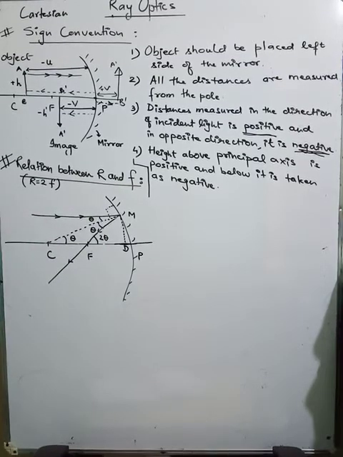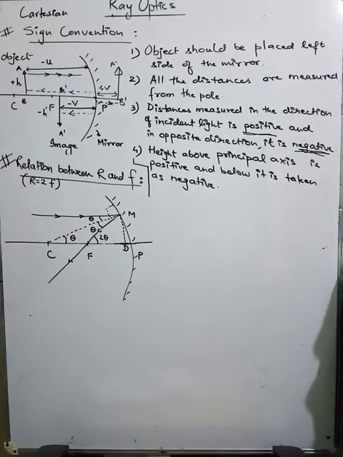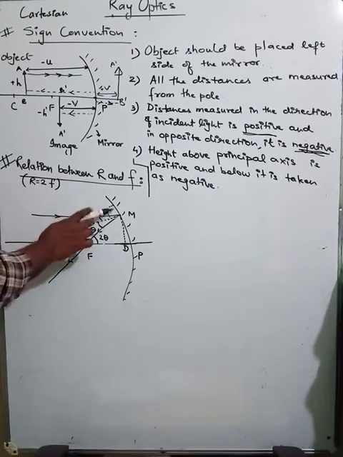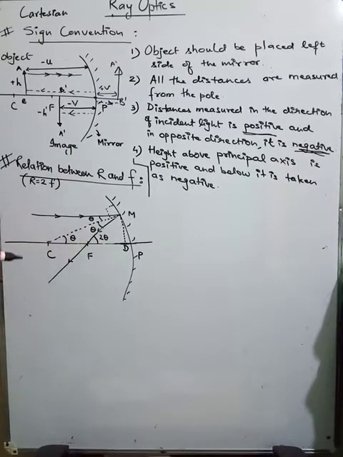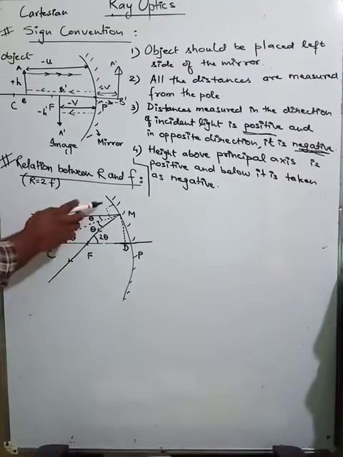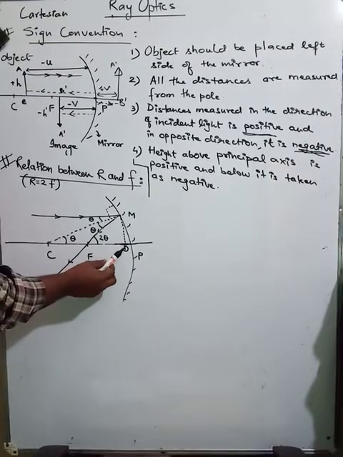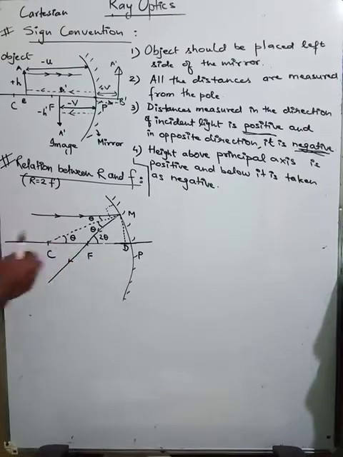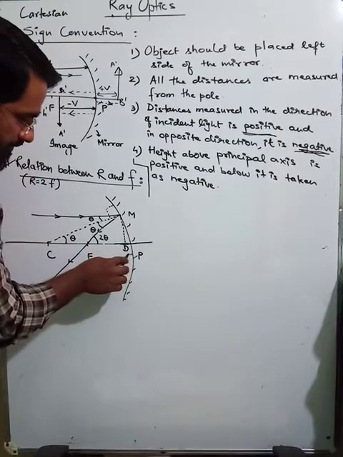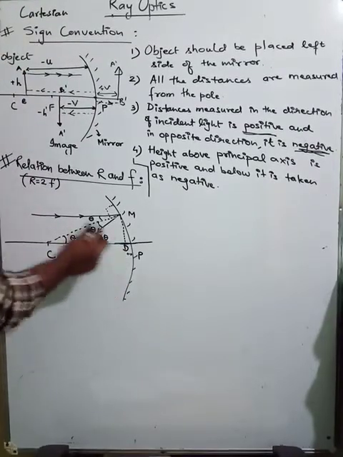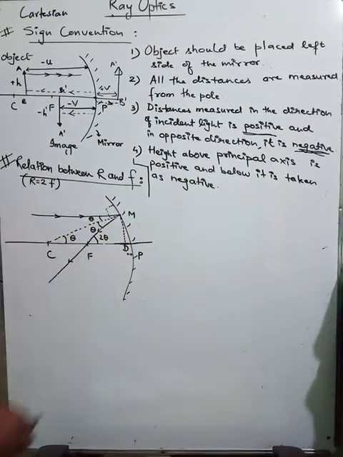Now we will use tan theta in the triangles. Before we discuss that, one assumption we have taken is that the aperture of the mirror is very small. Why? So that the distance DF or PF can be taken as the same. This small distance we can neglect. That is why the aperture is taken as small.